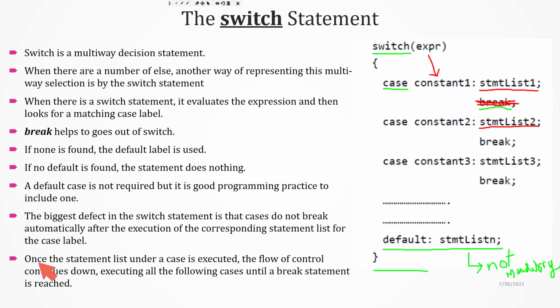Now we read this point again. Once the statement list under a case is executed, so under case constant 1, statement list 1 is executed, the flow of control continues down, executing all the following cases. So it will execute all the following cases until a break statement is reached. Here we didn't have any break statement, but here I have a break statement. So it will also execute statement list 2. So here it is described as the biggest defect, but in some programs we can make it an advantage also.